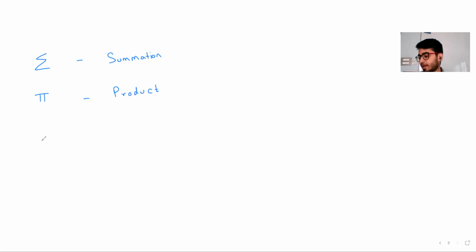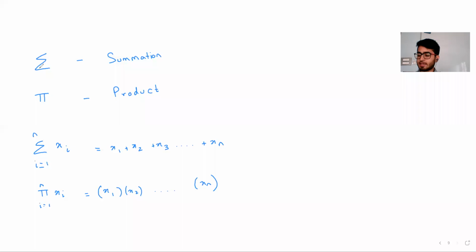So for example, if I write summation xi, i runs from 1 to n, this means x1 plus x2 plus x3, so on, plus xn. And if I write pi xi, i running from 1 to n, then this is nothing but x1 into x2, so on, into xn. So this sigma is nothing but notation for summation. This pi is nothing but notation for product.